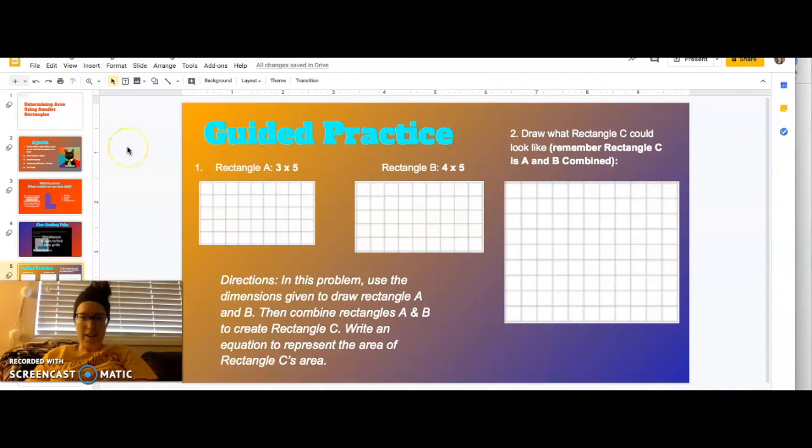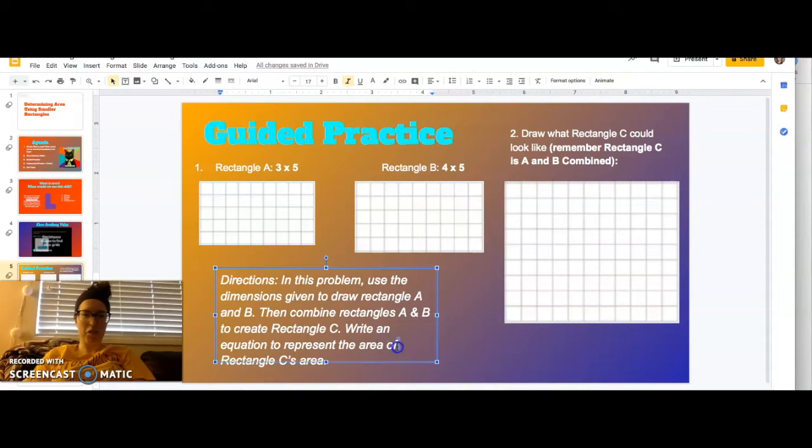Now it's time for our guided practice problem. The directions say, in this problem, use the dimensions given to draw rectangle A and B. Then combine rectangles A and B to create rectangle C. Write an equation to represent the area of rectangle C's area. I think what they meant was just to represent rectangle C's area. Let's make that a little clearer.